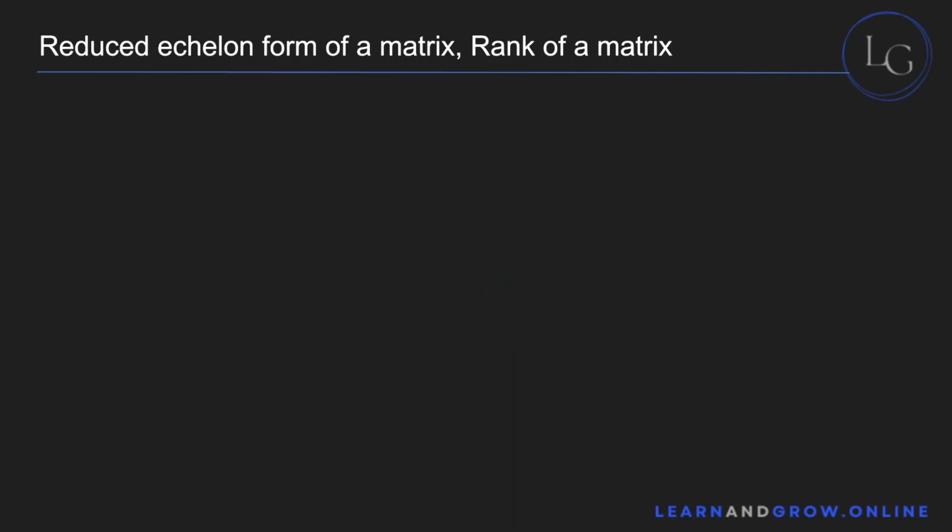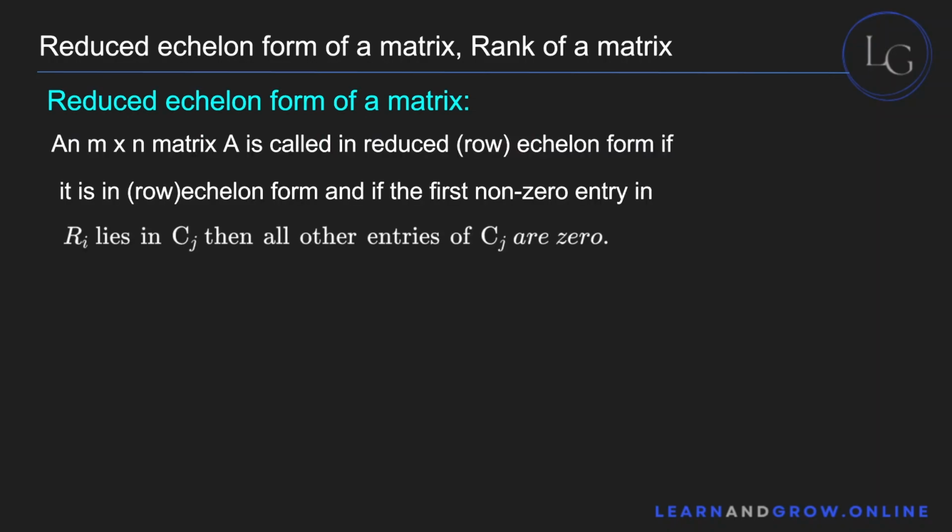Now, the reduced echelon form of a matrix and the rank of a matrix. So let's discuss what the reduced echelon form of a matrix is first. Basically, if we have a matrix A, it must fulfill 2 conditions for it to be in reduced echelon form. One, it must be in its row echelon form, and we've discussed what the echelon form of a matrix is earlier. And the second condition is that if the first non-zero entry in Ri lies in Cj, then all the other entries of Cj are 0. So what this confusing bit of words means in simple terms is that the first non-zero entry, basically the leading entry of a row, must also be the only non-zero entry in its respective column.